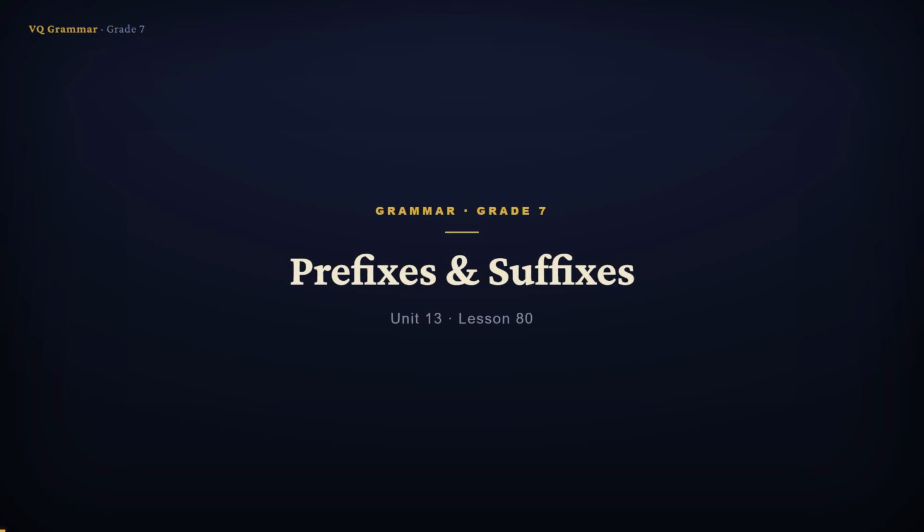This is Unit 13, Lesson 80, and our unit is all about vocabulary and spelling. Today, we get to build words like little machines. We'll take a base word and snap a small part onto the front or the back, and watch its meaning, or its job, change right in front of us. Those small attached parts are called prefixes and suffixes, and once you know a handful of them, you can unlock hundreds of new words. Let's get started.